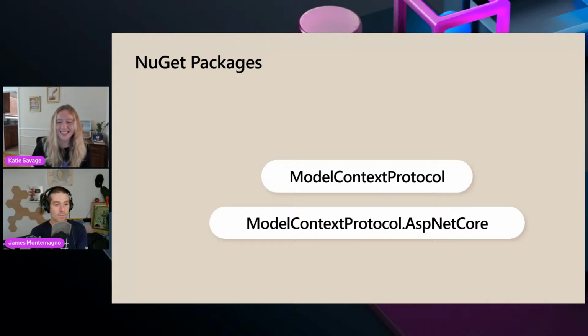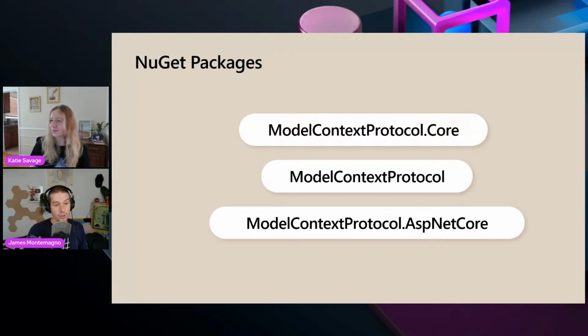There's a few MCP server NuGet packages that are there. There's actually three. There's the core, which both of the other ones use. So the Model Context Protocol, that is the standard IO, and then Model Context Protocol ASP.NET Core, which is the HTTP and server-sent event ones too. So those are available there.